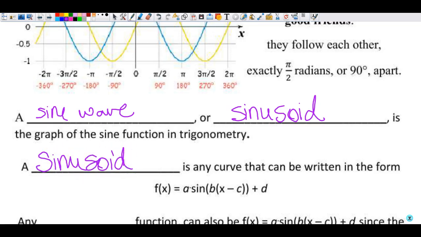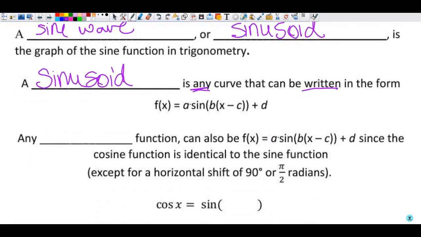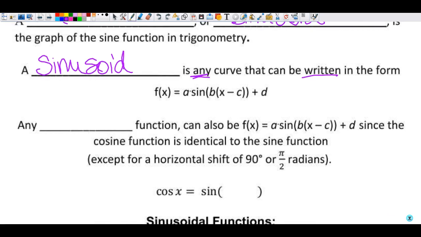Okay, so a sinusoid, or sinusoidal functions is another form of that word, is any curve that can be written in this form. Even though sinusoid makes it sound like it's just sine, it's really any of them that can be written in that form. And so we know that we can write cosine that way because it's just a horizontal shift. So any cosine function can also be written as a sine function.